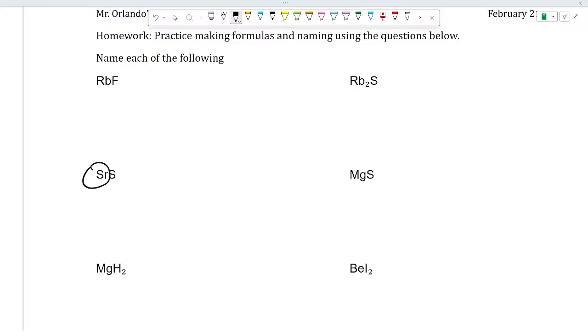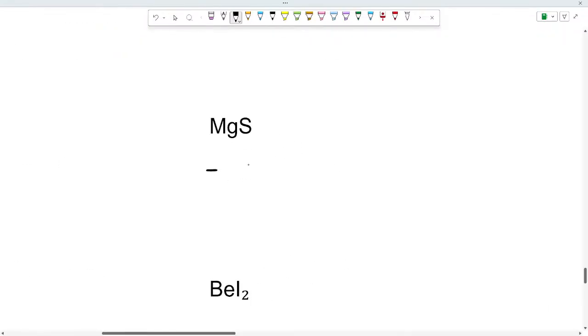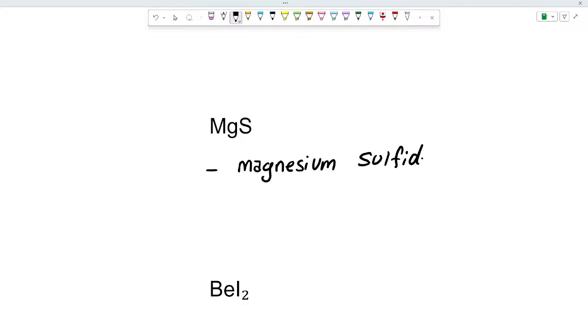Strontium, that's a metal. No mono, no di, no tri. Magnesium, that's a metal. What would this one be? I don't know why I'm picking this one as the first one we do, but okay. What would the name of this be? MgS. Magnesium sulfide.